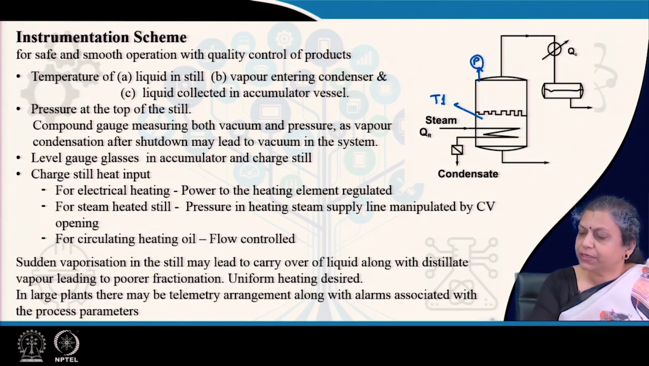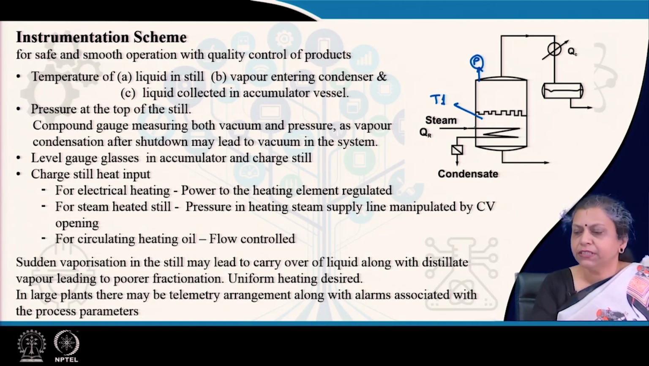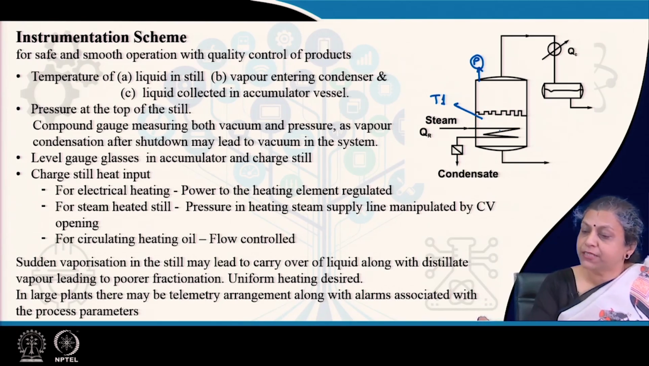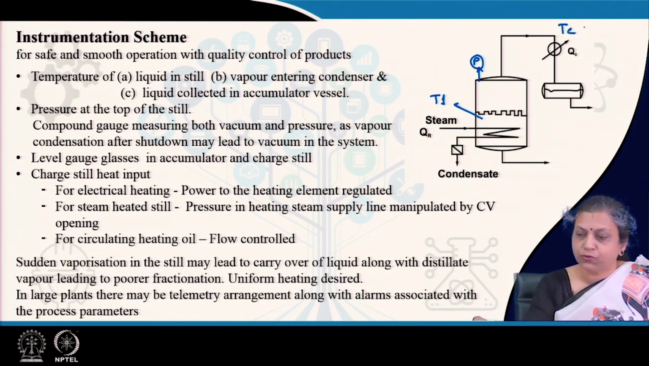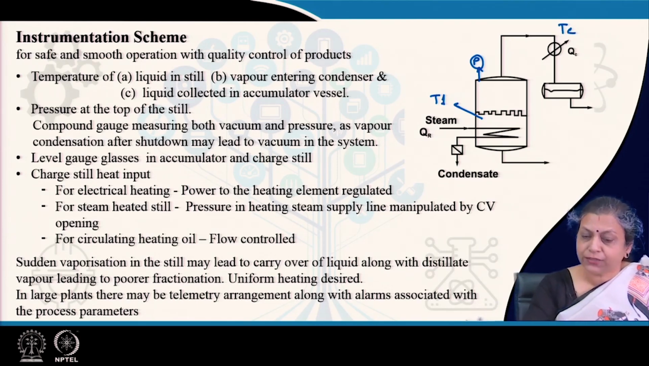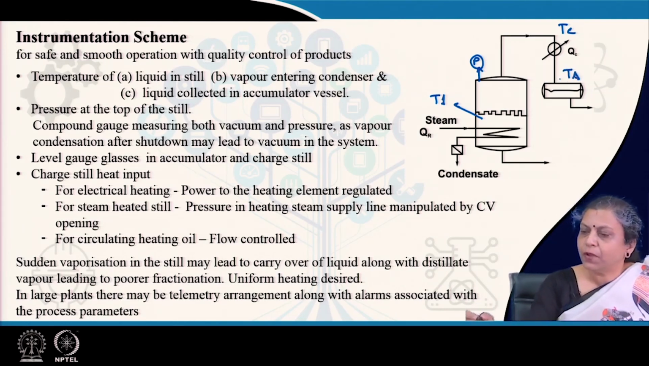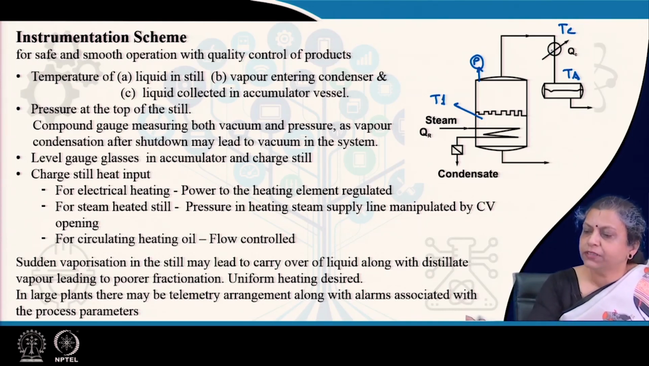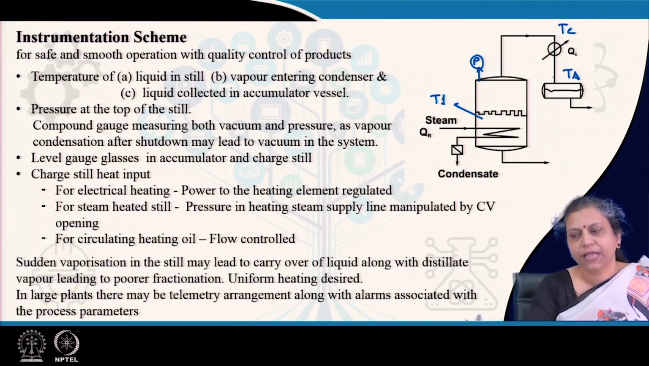Based on this temperature and pressure, the equilibrium data will be generated and we can start designing the batch column. The other place where it is necessary to control the temperature is the vapor which is entering the condenser. Here the temperature has to be controlled, and also it has to be controlled in the liquid which is collected in the accumulator. Based on these two temperatures, you know very well that the vapor which is entering the condenser is normally at the dew point, and the liquid which is leaving is at the bubble point.